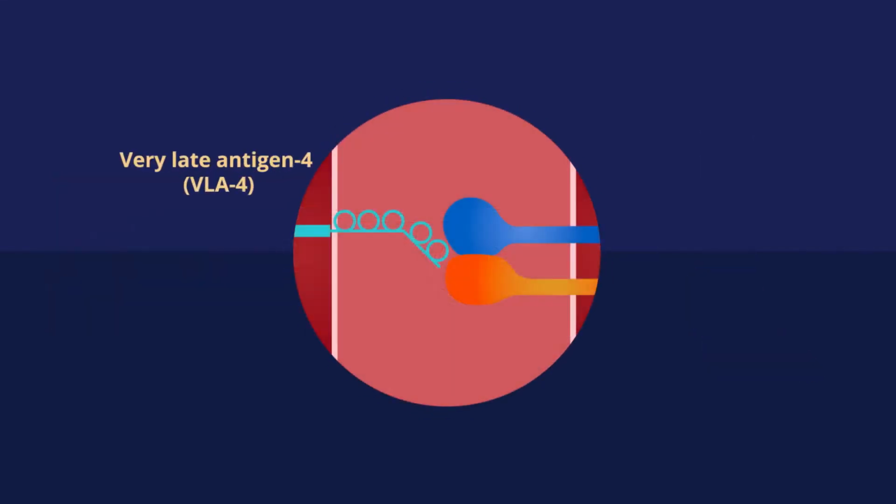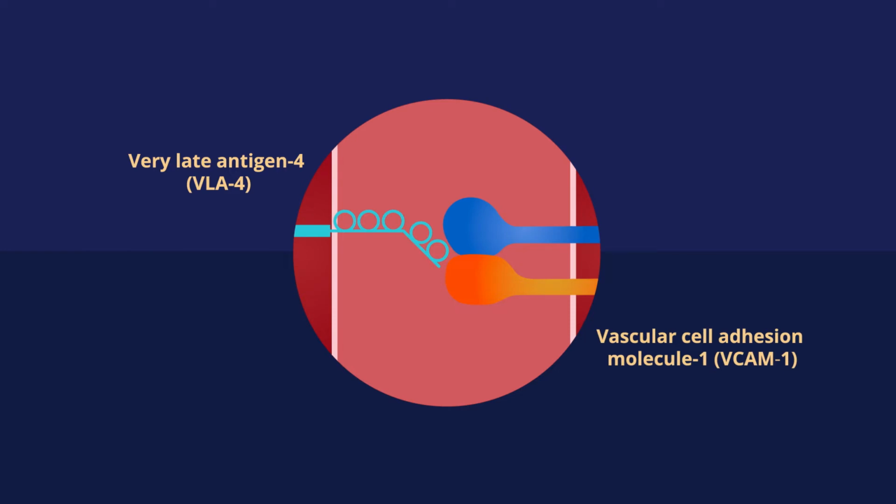In one approach, the focus is on the binding of very late antigen 4 or VLA4 of immature red blood cells to the vascular cell adhesion molecule 1 or VCAM1 of vascular endothelium.